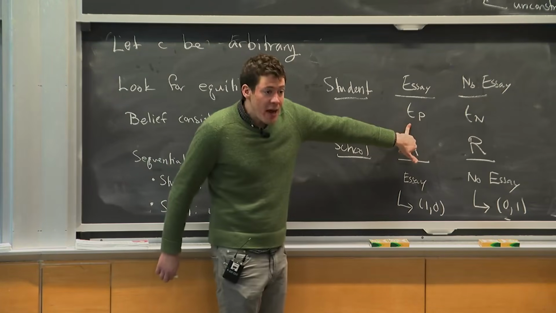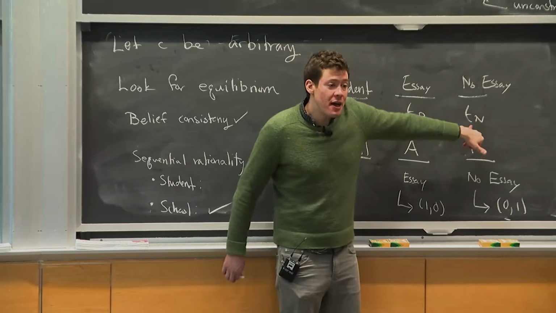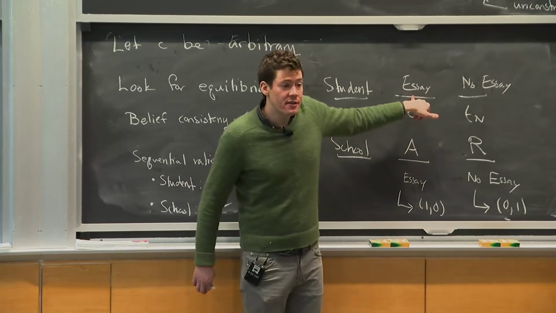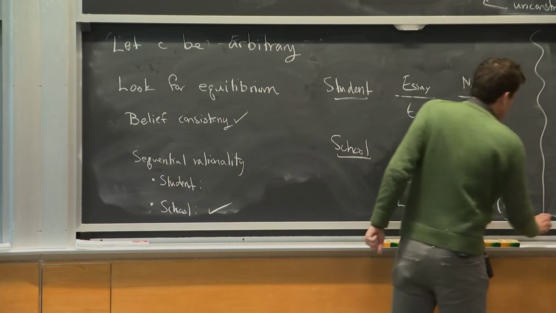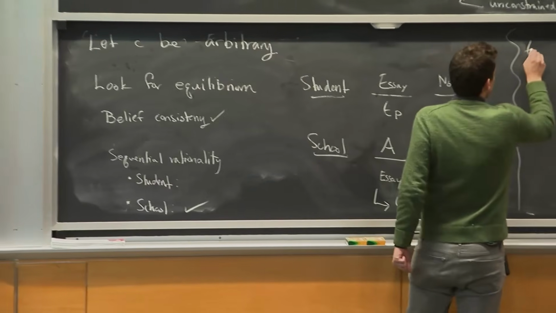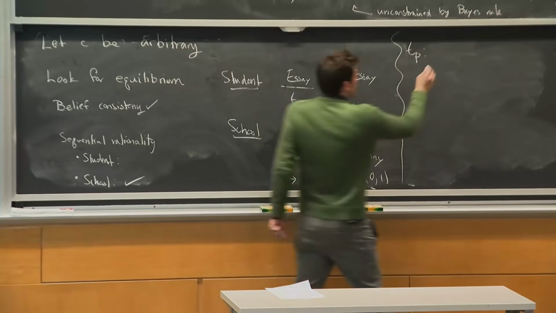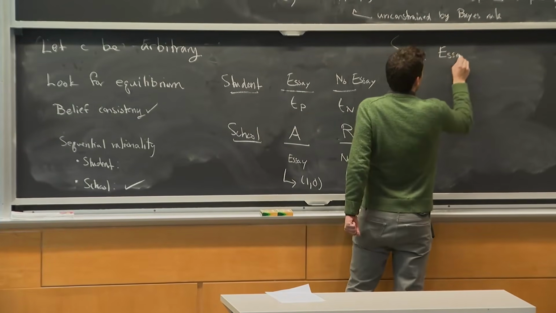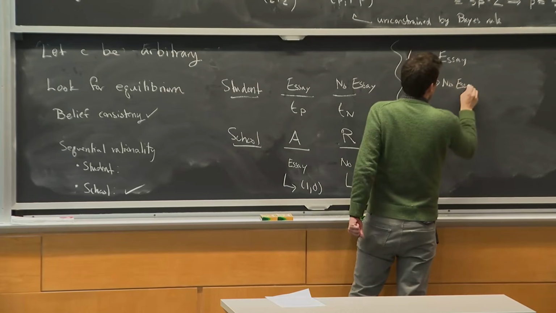We have to check that if I'm a passionate student, I prefer writing an essay to not. And if I'm a not passionate student, I prefer not writing an essay to writing an essay. So let's just write that down in math. But in words, that's exactly what we want. So let's suppose I'm a student who's passionate. If I write an essay, what is my payoff? And if I don't write an essay, what is my payoff?